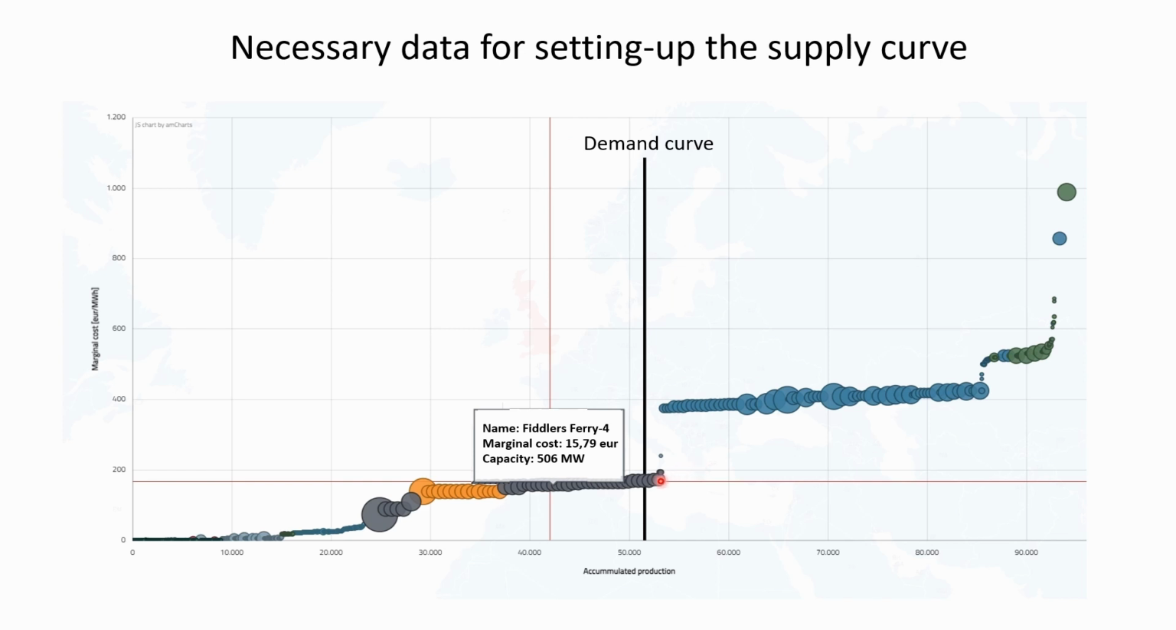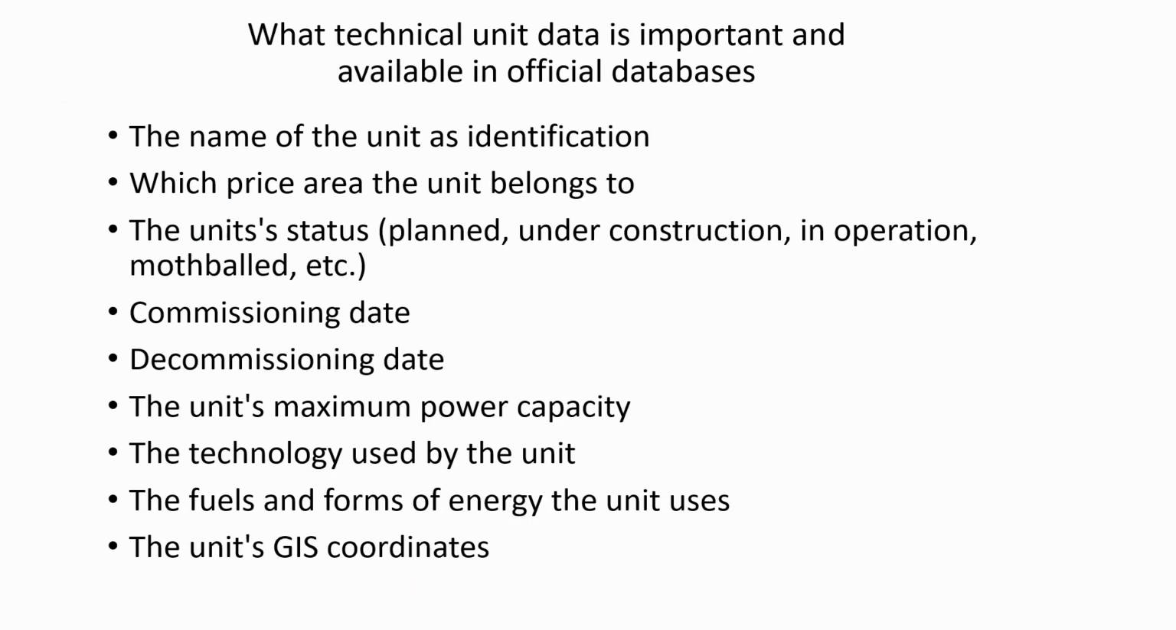Setting up the supply curve, what we need to know is the name of the unit in order to identify the unit, and we also need to know the marginal costs of the unit in euros per megawatt hour and the capacity of the unit. The technical unit data that is important and available in official databases, and that you need to know in order to do market analysis, is the name of the unit.